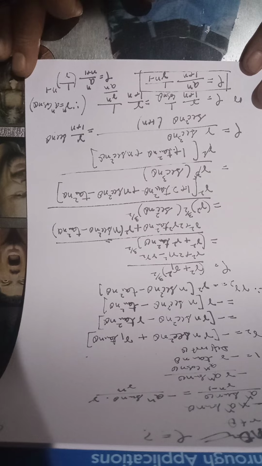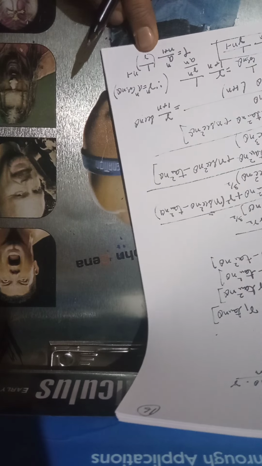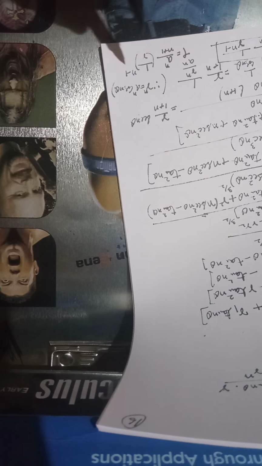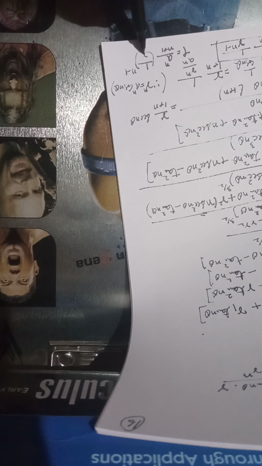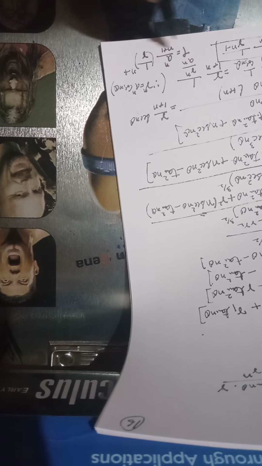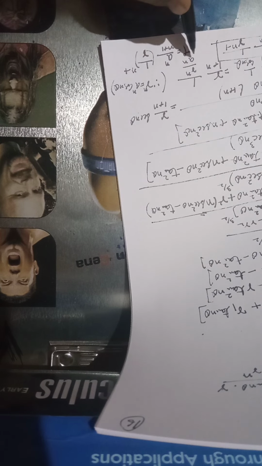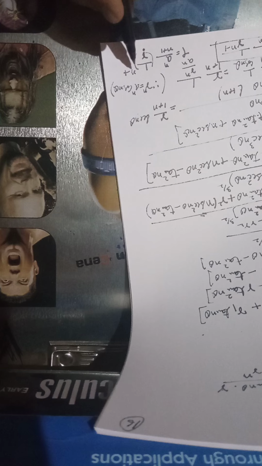Actually, the question is to prove that for this curve the radius of curvature varies inversely as the n minus 1th power of the radius vector. This is n minus 1, and this is the constant of proportionality. We can write rho is proportional to 1 by r raised power n minus 1.